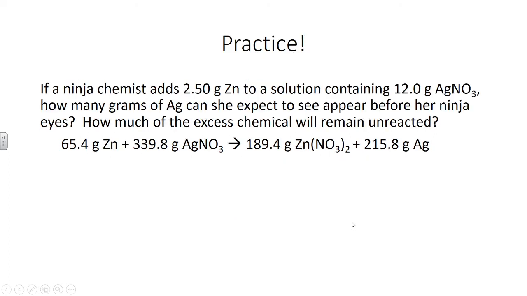So we have a ninja chemist. Ooh, this is a new twist. Perhaps she's going to hunt down our chemist who was working on the black market in the last video, and we'll see what becomes of him. She adds 2.5 grams of zinc to a solution containing 12 grams of silver nitrate. How many grams of silver can she expect to see appear before her ninja eyes? And how much of the excess chemical will remain unreacted?